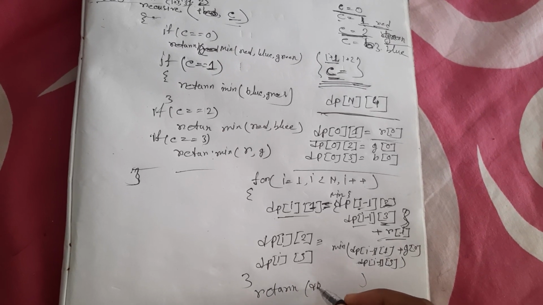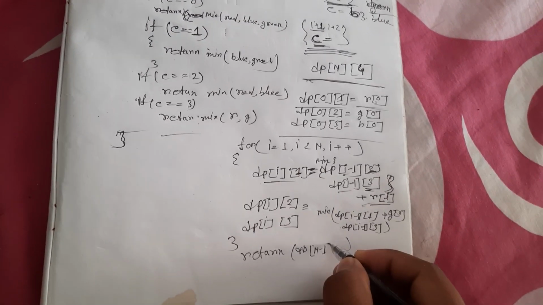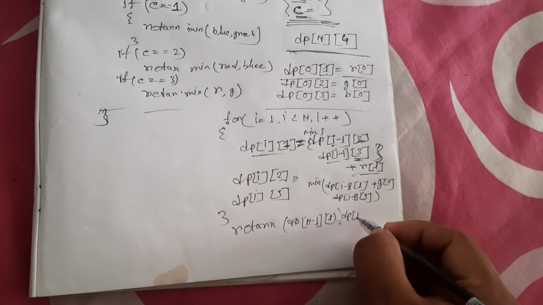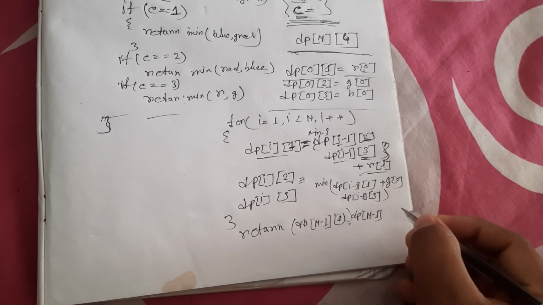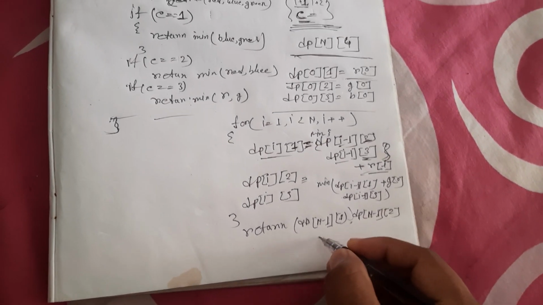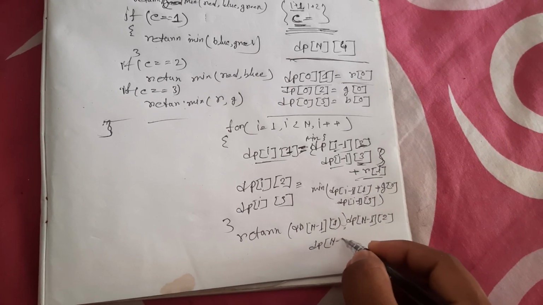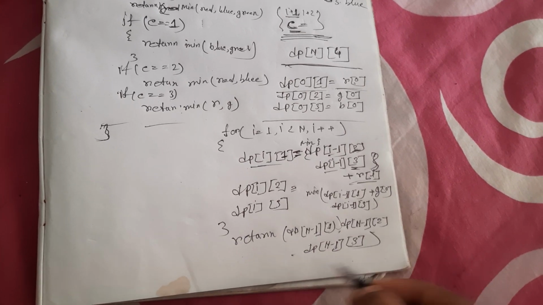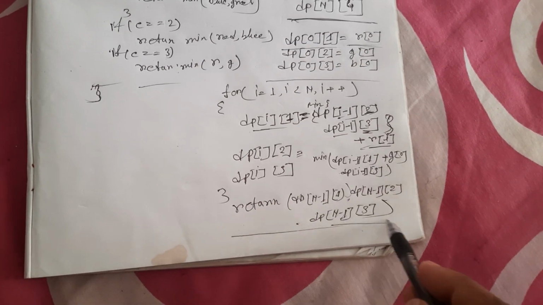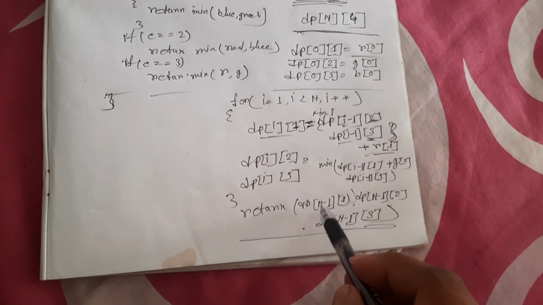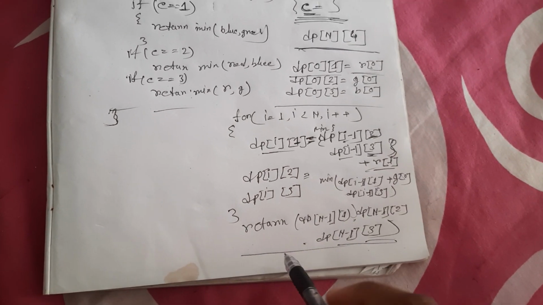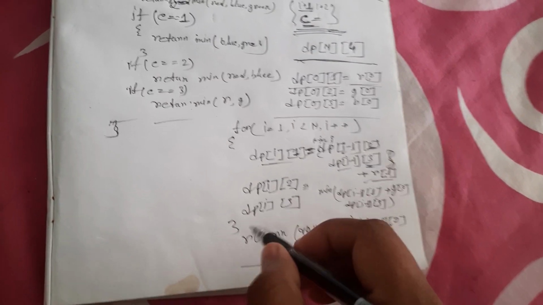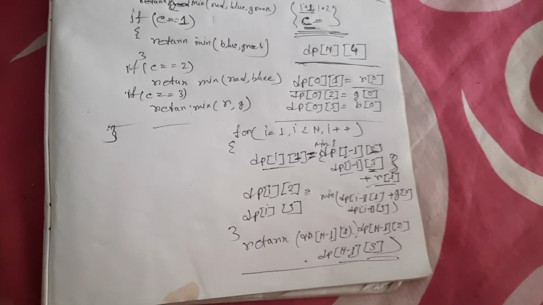After all these things you just need to return the minimum of these 3: DP of n minus 1, 1, DP of n minus 1, 2, or DP of n minus 1, 3. So this should be your answer, the minimum of whether choosing red, green or blue. You need to return the minimum of those 3 values, and you will get the right answer.